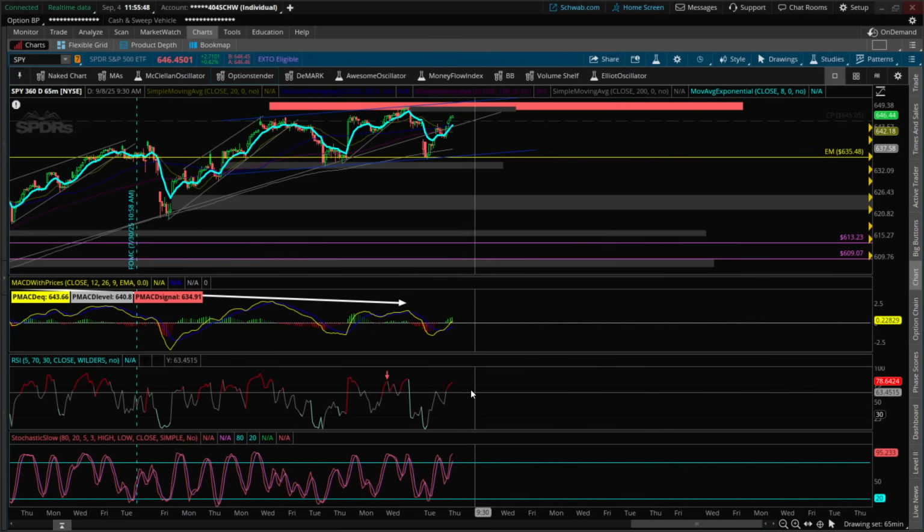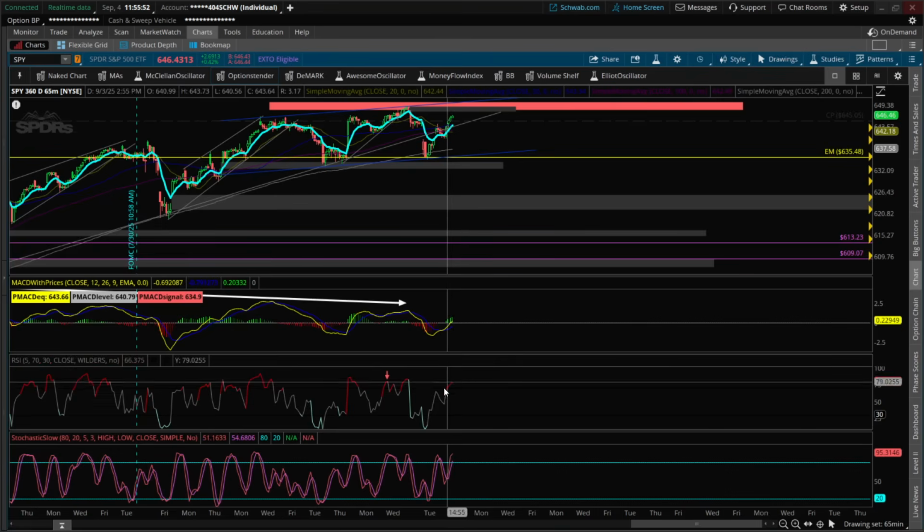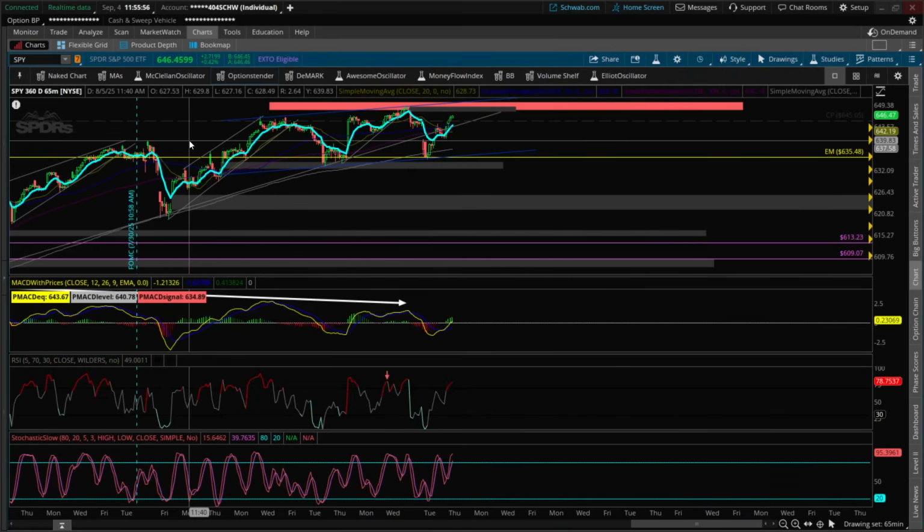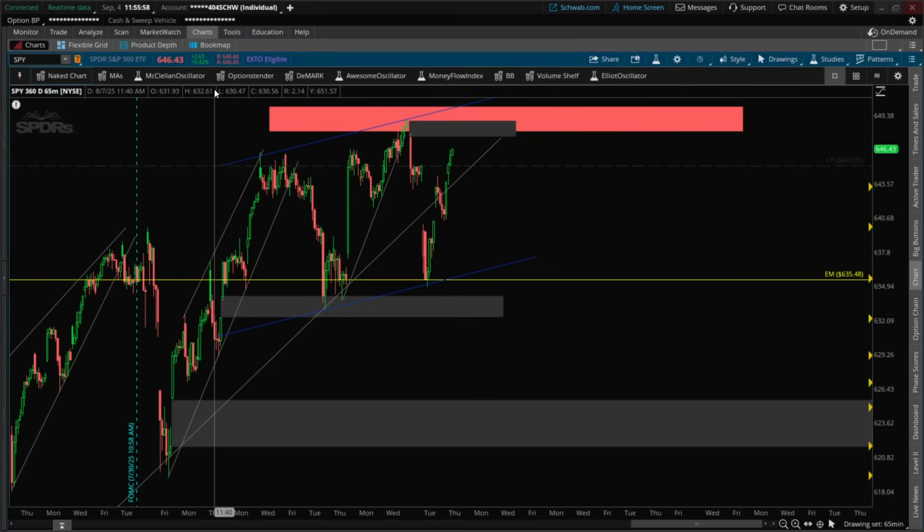We're in overbought conditions, but really it represents a strong move. We're in a strong move, right? But it might be getting a little lengthy here if we are to reverse at this point.